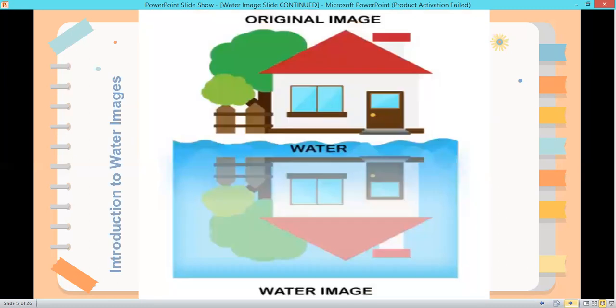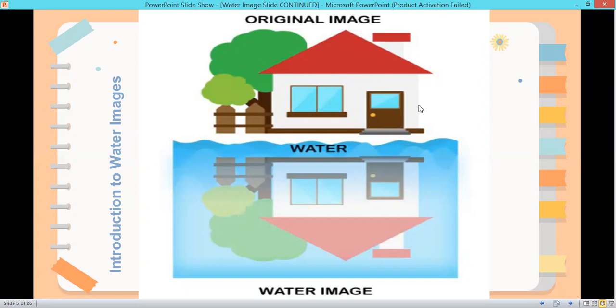Let's see. So this is a house. This is an original image of the house, as you can see here. And you can see that this is a hut, tree, and some bushes are there. Now, what will happen in the water image? Suppose you place a water or a river is there, and on top of that, a house is made. Okay, so what will happen? The top portion of this house will be down. It will just invert itself. It will become upside down, and the tree will also be upside down.